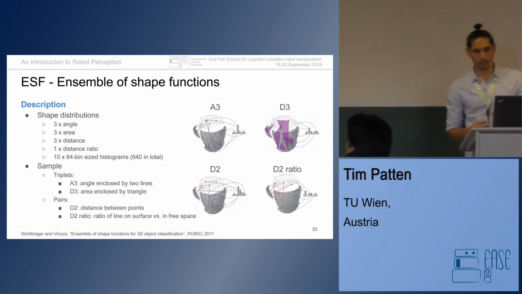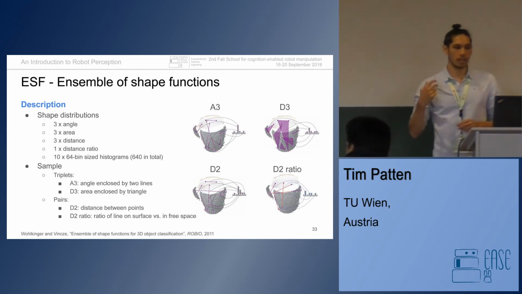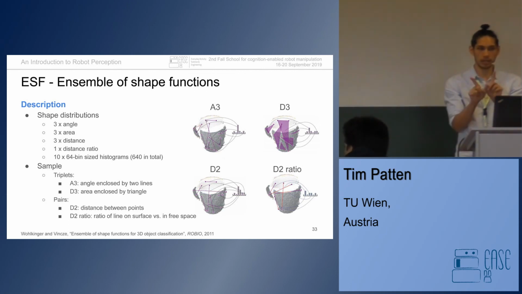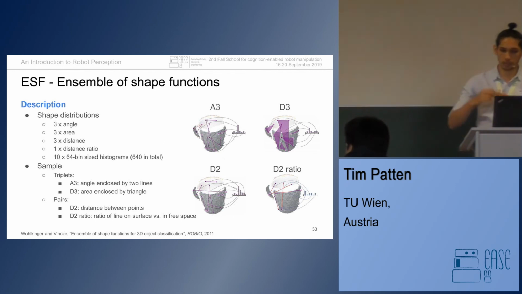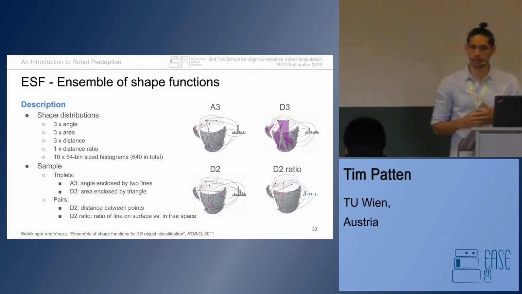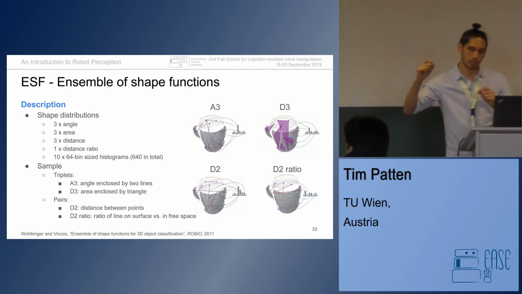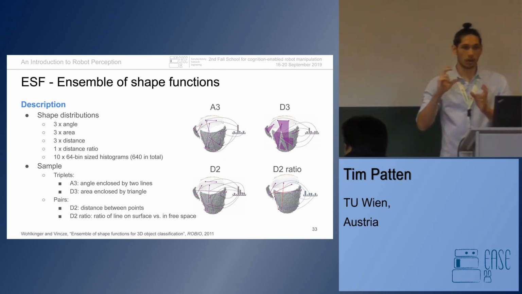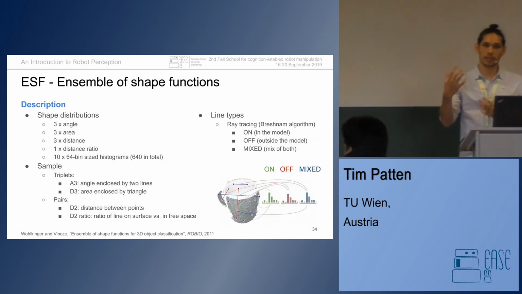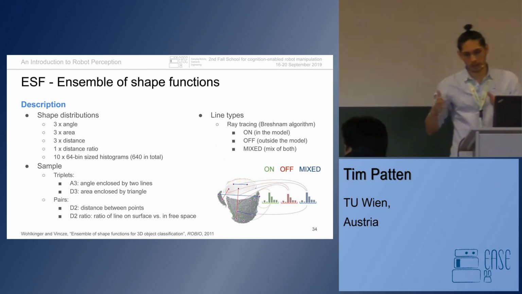So the way ESF works is that given a point cloud, many points are sampled. So triplets are sampled and pairs are sampled. For every triplet that is sampled, the angle and the area enclosed by these two lines, or the triangle, can be computed. And for every pair that is sampled, simply the distance between these two points is computed. And there's also something called the distance ratio, which looks not just at the distance between these points, but at the ratio of how much of this line is on the object versus how much is off the object.